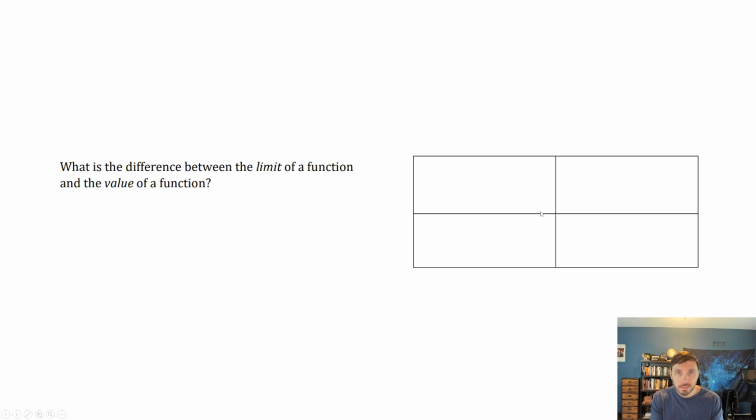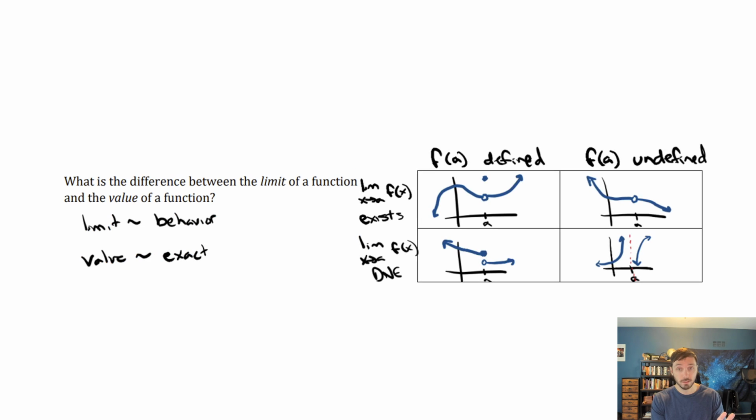All right, so what is the difference between the limit as you're approaching some value, 2, 3, whatever it is, and actually computing the function at that number? What's the difference between the limit as x approaches 2 versus f of 2? Those are very different things. So here's kind of how I would compare them.